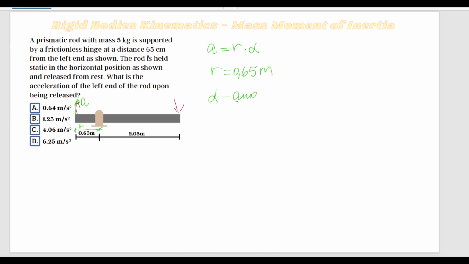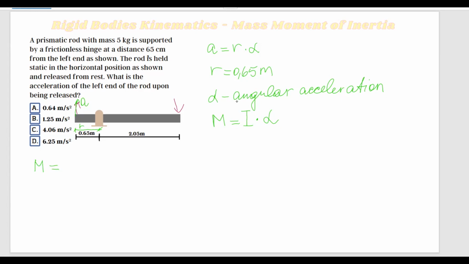Now we have to figure out what is alpha. Alpha is angular acceleration. There are a few things we can apply here, but the first thing that I can see that I can do is use the equation of dynamic equilibrium. And that looks like this. The resultant moment is equal to mass moment of inertia multiplied by angular acceleration.